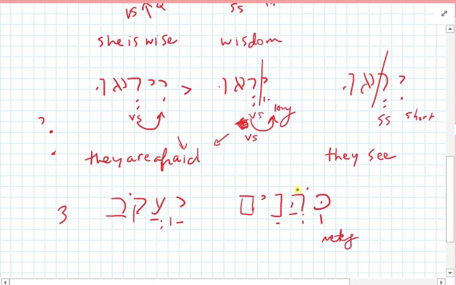So that's, and remember, your stress is on the end anyway here, right? Yeah. So kohanim, you know that's got to be a metheg there. Yeah. It goes before the compound shava.